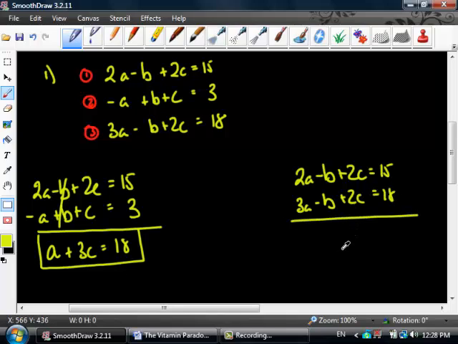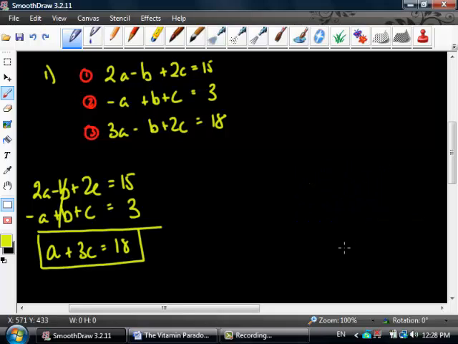Did I say 1 and 3? Sorry. Scratch that. I meant 2 and 3. Negative a plus b plus c equals 3. This is what happens after I come back from a break. Not that 1 and 3 would have been wrong or anything. It just would have taken a lot more work to get there, right?